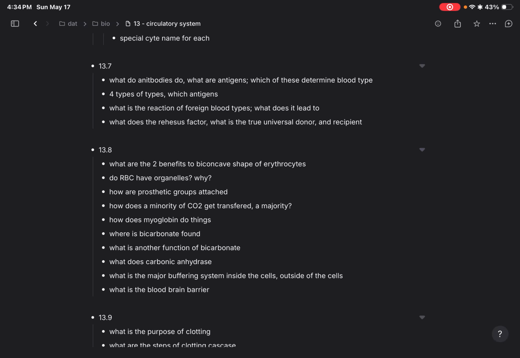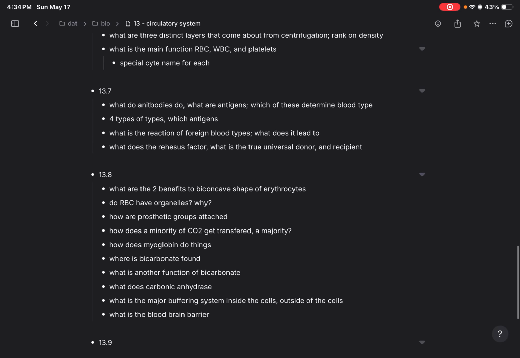Okay, what do antibodies do? What are antigens? So antibodies are things in the blood, in the white blood cells, or just in the blood plasma, that look for antigens. Antigens are things that help identify what a cell is, if it's foreign or if it's part of the body. So which of these determine blood type? Antigens will determine blood type. Antigens will be present on the red blood cells, and then you'll be able to detect foreign or not.